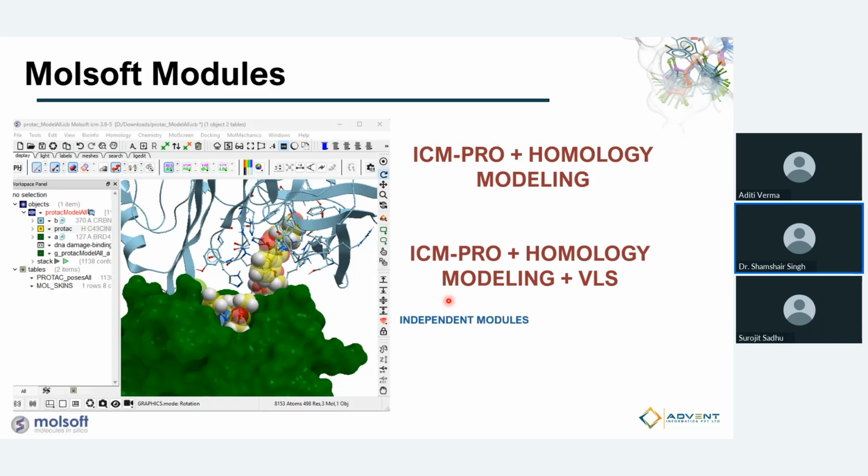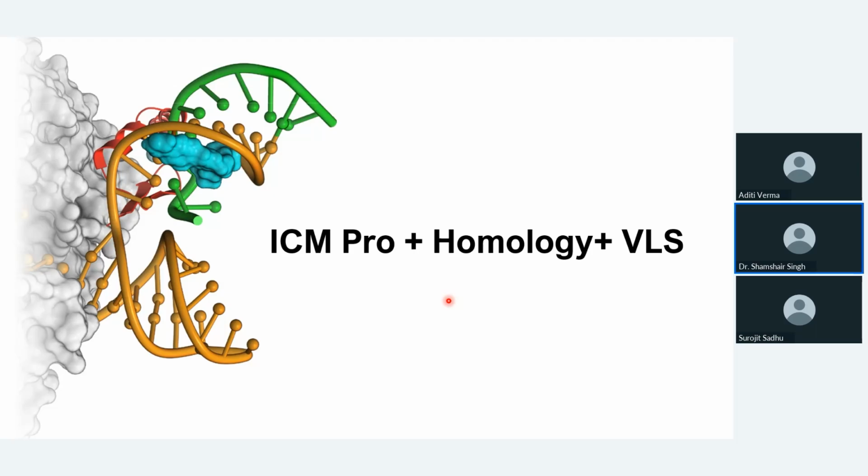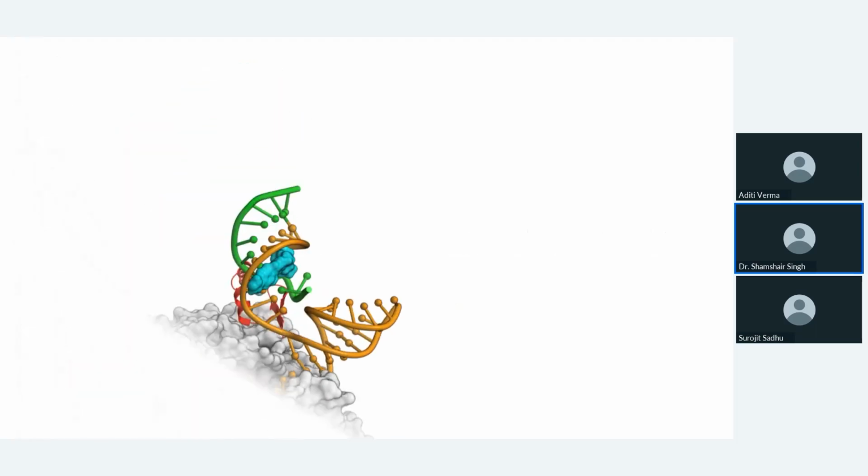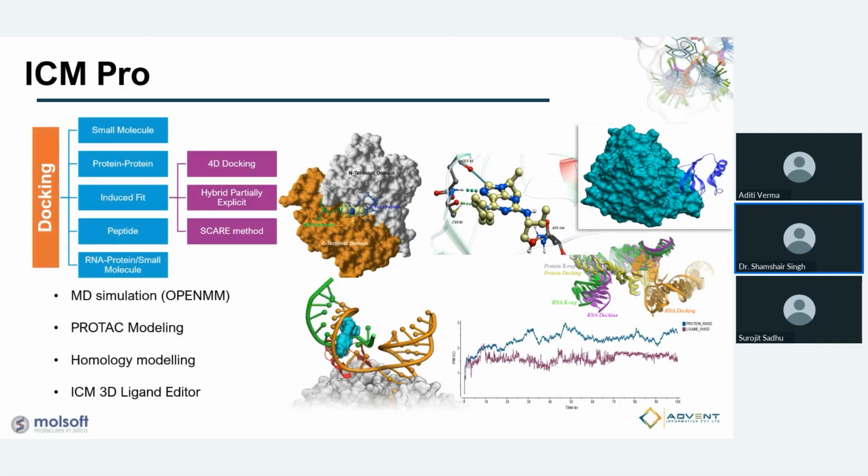And the other independent modules, which you can again license out, ICM Chemist and ICM Chemist Pro, are also available independently. So ICM-Pro homology plus VLS, and this is ICM-Pro. What are all the different docking studies which you can carry out using ICM-Pro?